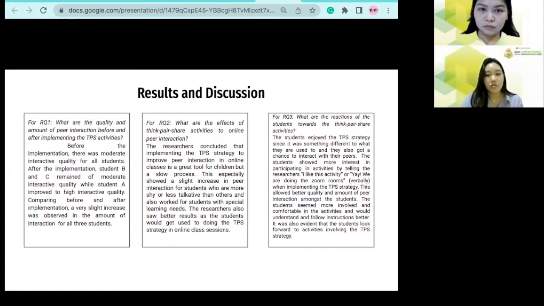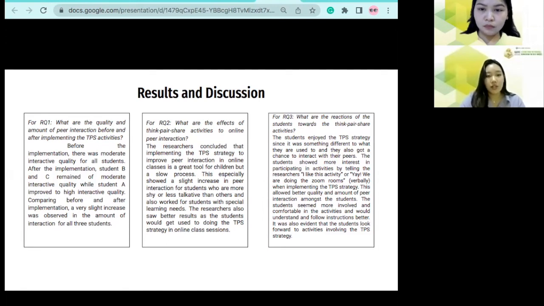The researchers also saw better results as the students got used to doing the TPS strategy in online class sessions. The activities that were done using the TPS strategy not only enhanced the interaction between students, but also their understanding and learning from the activity.